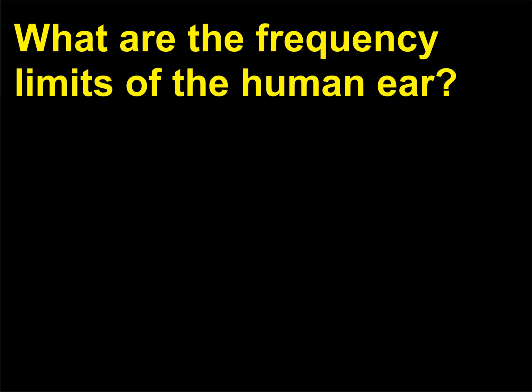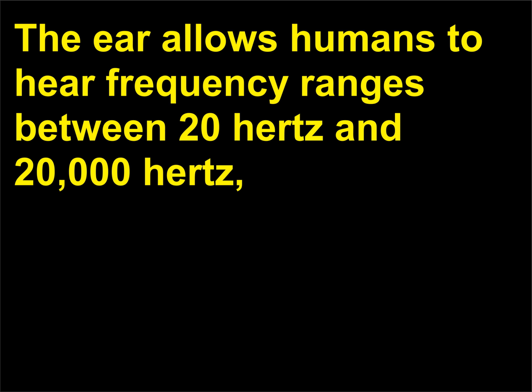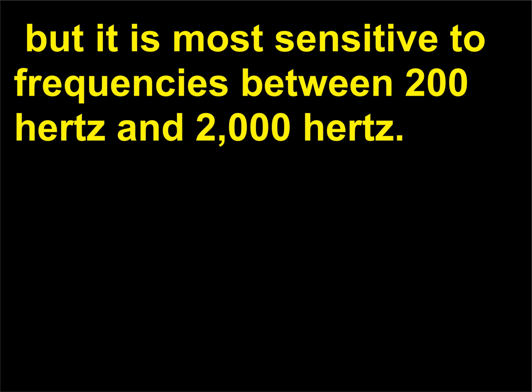What are the frequency limits of the human ear? The ear allows humans to hear frequency ranges between 20 Hz and 20,000 Hz. But it is most sensitive to frequencies between 200 Hz and 2000 Hz.